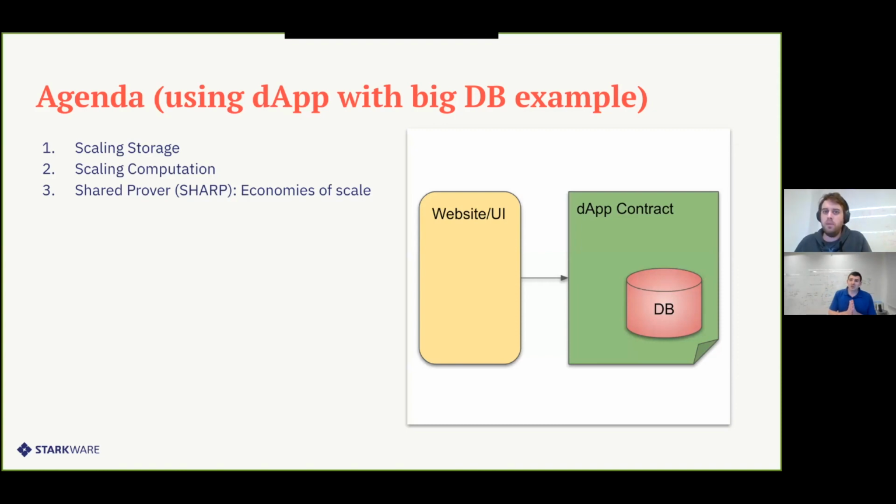Let's start. So in these slides, we will show how we can scale a distributed application using Cairo and using Stark proofs. We will use a very simple example of an application requiring a lot of access to storage and it needs to do a lot of store operations. We will guide through and scale it from a very naive solution to scaling storage, to scaling computation, and eventually how we can use Sharp to build a DApp system which is scalable enough to support big storage.